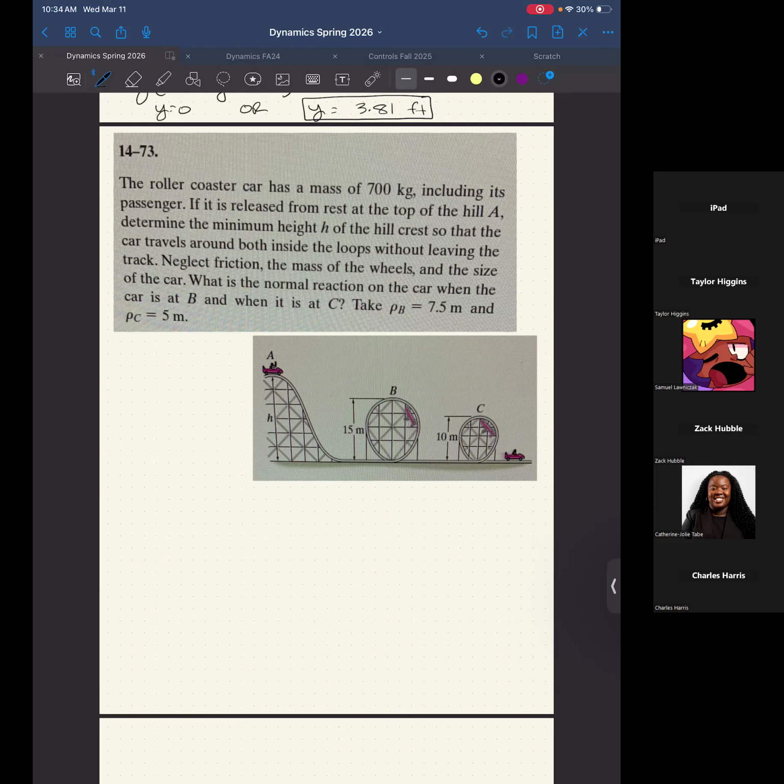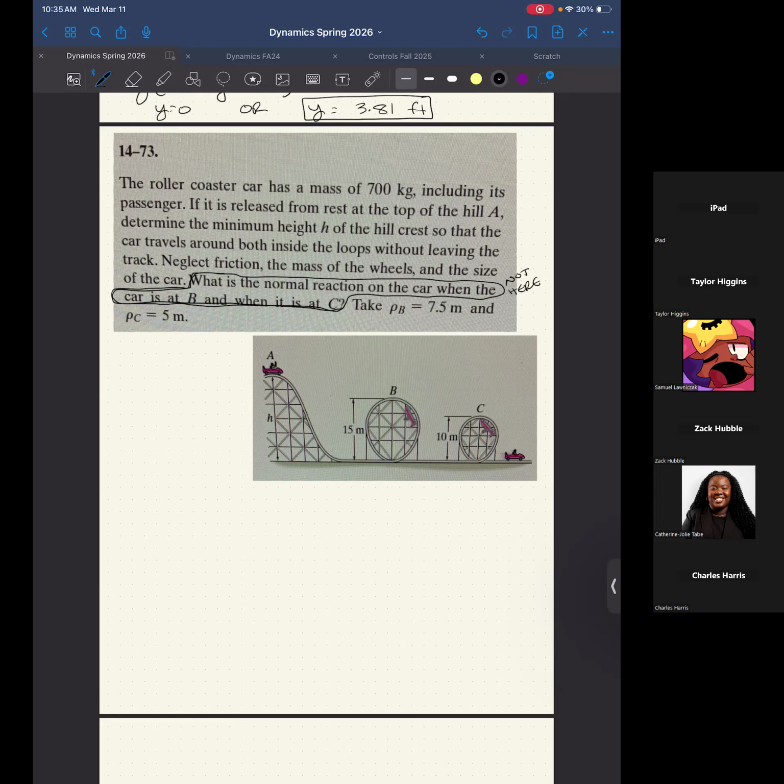Actually, I'm not going to do this one. I don't think we have time to answer this, but we can find h today, and you can do this after the fact. So let's just solve for the height, the minimum height that the first drop has to be in order to get us safely through B and C. And then it gives you the radius of curvature of the track at point B and point C.